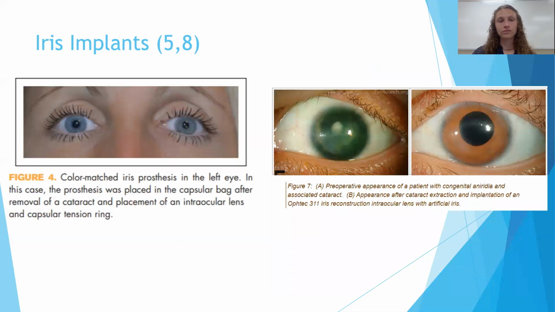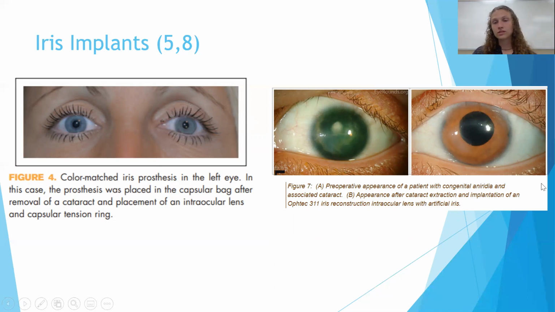These are two examples of a corrective surgery with an implant. In this patient here, the implant was placed in the left eye. It was color matched to the patient and an intraocular lens was placed. It looks almost identical and it improved this patient's vision. This is the custom flex artificial iris.